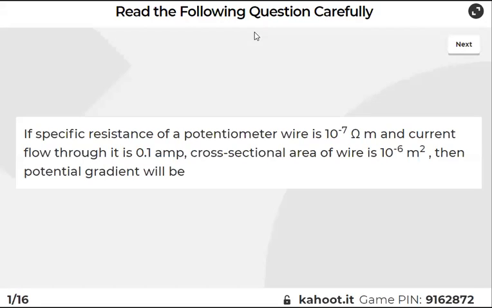Right, so I guess everyone has seen it. Solved. Okay. So specific resistance of potentiometer wire is 10 to the minus 7 ohm meter and current flowing through it is 0.1 ampere. Cross section of the wire is given, then the potential gradient will be, right?